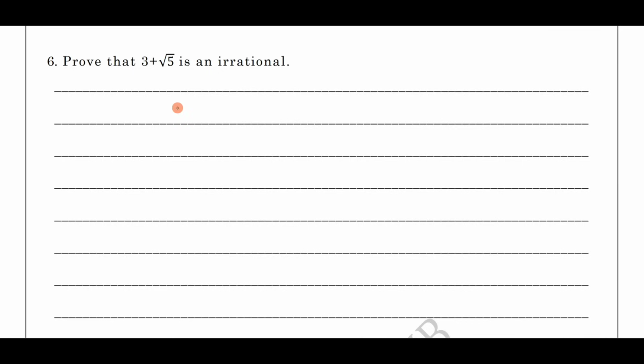Dear student, what is the first step? By the method of contradiction, what we need to prove is that 3 plus root 5 is an irrational number. But by the method of contradiction, you should assume the given number as a rational number. Let us assume 3 plus root 5 is a rational number.